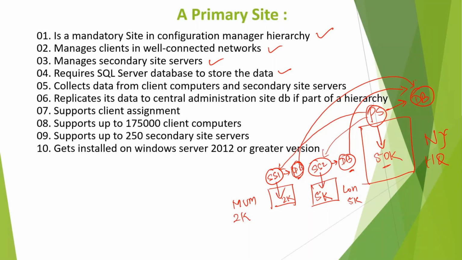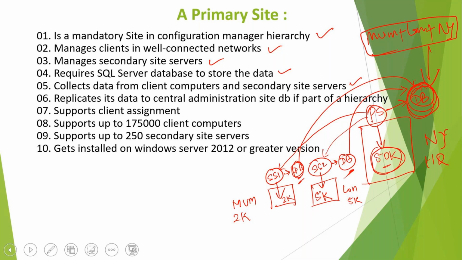Okay, it collects data from client machines. So primary site is going to collect data from these 50,000 devices, plus it will collect the data from these two databases, the secondary site databases. So ultimately the primary site database will have Mumbai computer information plus London computer information plus New York computer information, because it will be collecting data from the secondary site database too. Now, point number 6 is it replicates data to central. In case central is there, then only this point is valid.